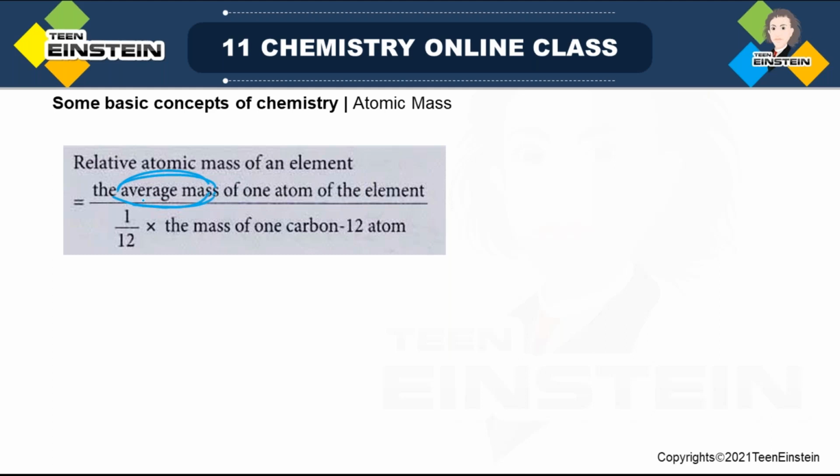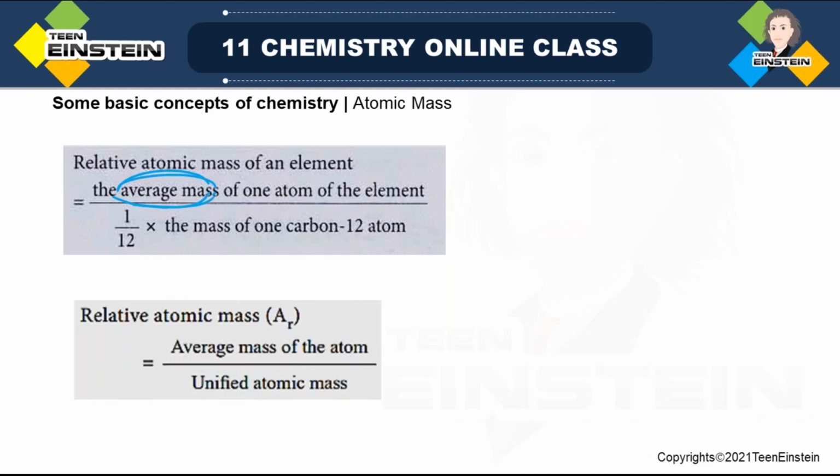Average mass of one atom of the element, that is the element for which you want to find the relative atomic mass, divided by 1/12 of the mass of one carbon-12 atom. Or you can say another way, relative atomic mass is the average mass of the atom of any element for which you want to find the relative atomic mass, divided by the unified atomic mass, which is another way of saying the same thing. So whether you say 1/12 of the mass of one carbon-12 or unified atomic mass, it is actually the same.